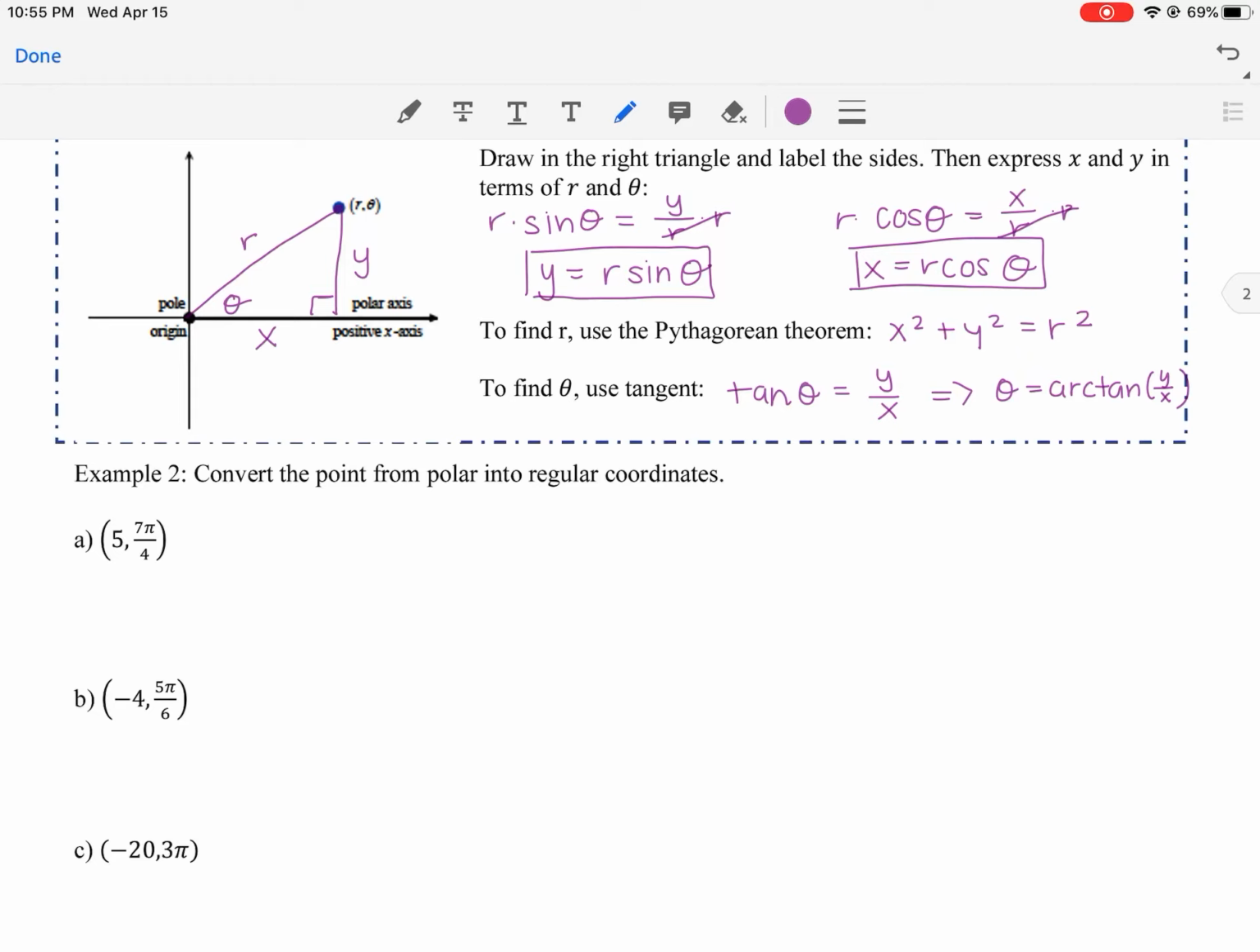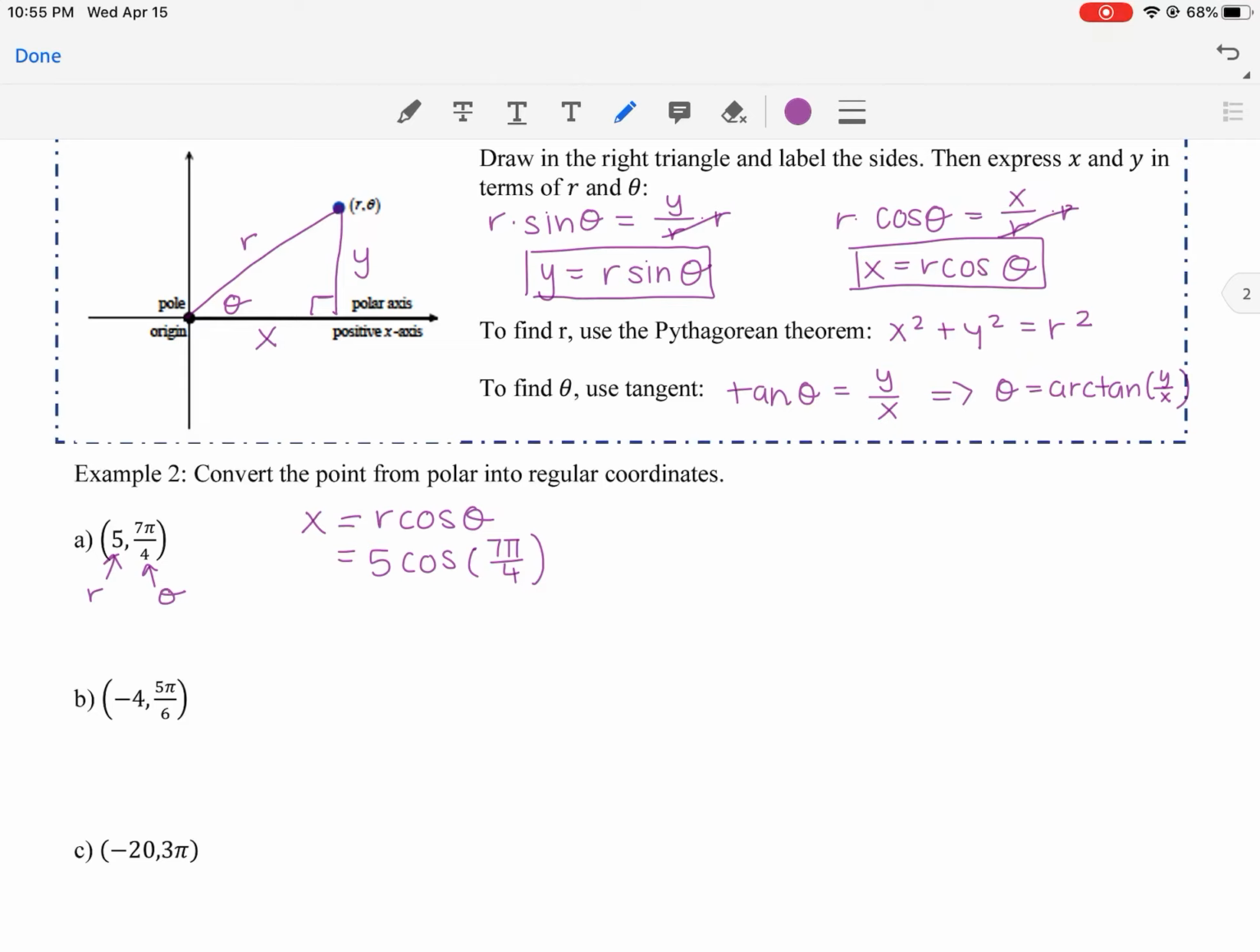You probably could just label it below, right? This means that the radius is 5 and your theta is 7 pi fourths. So if we want to find x, remember that x just equals r cosine of theta. So we're going to plug in 5 for r, and then cosine of 7 pi fourths.